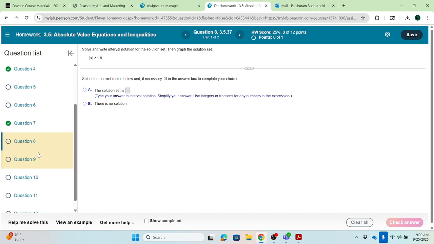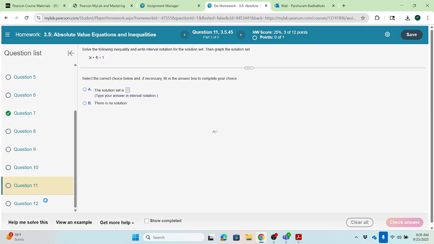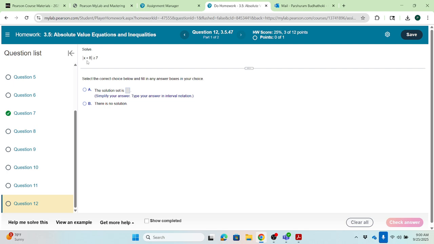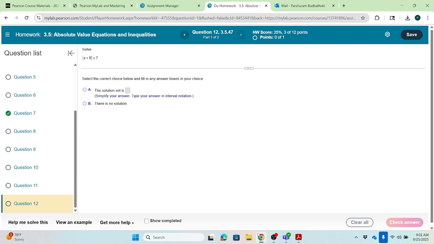Okay, let's go to another problem. Let's say the absolute value of x plus 8 is greater than or equal to 7. The absolute value of x plus 8 is greater than or equal to 7. Let's go back here. Yes, that's the problem.